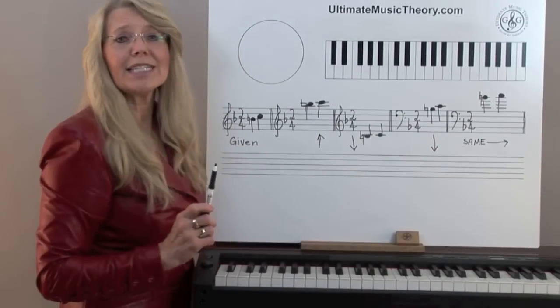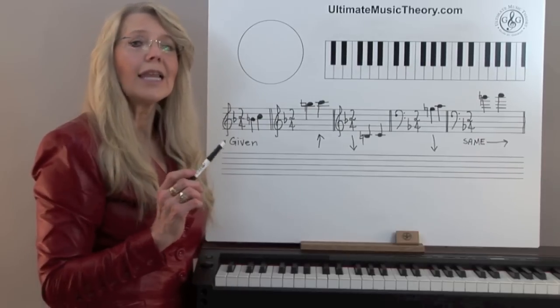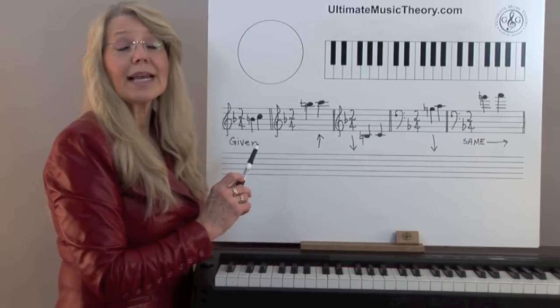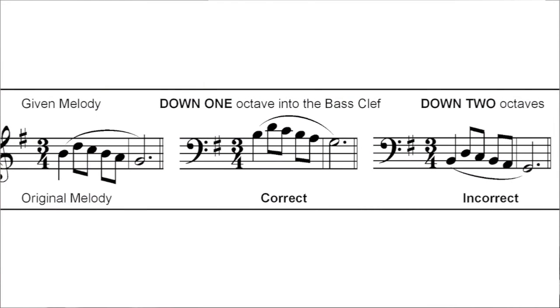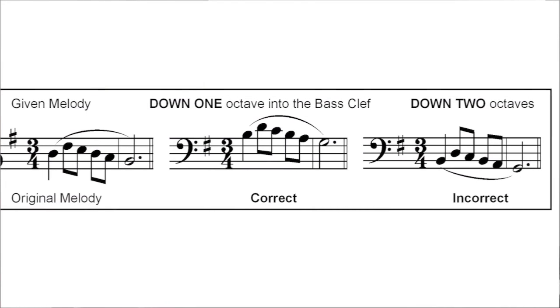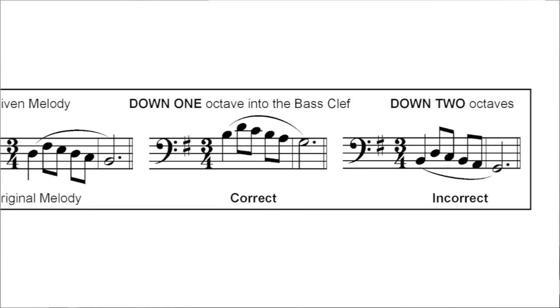Now here's a UMT tip for transposing. When transposing up or down one octave, line notes become space notes, and space notes become line notes. Now if both the given melody and the transposed melody use line notes or space notes, the melody has been transposed 2 octaves instead of 1.